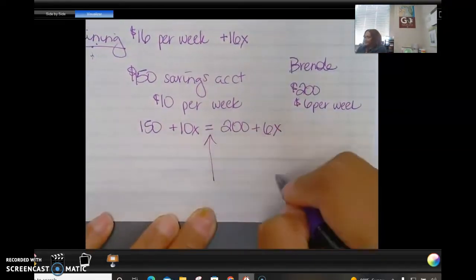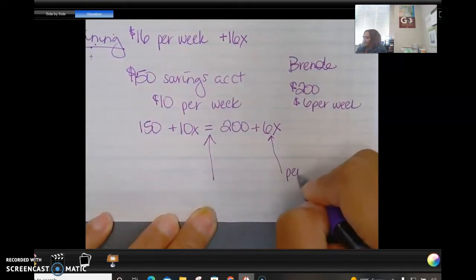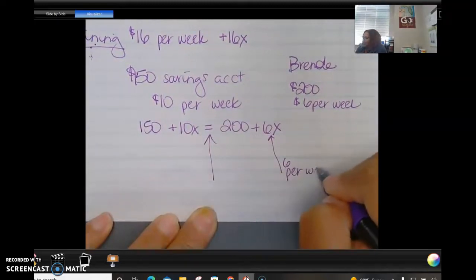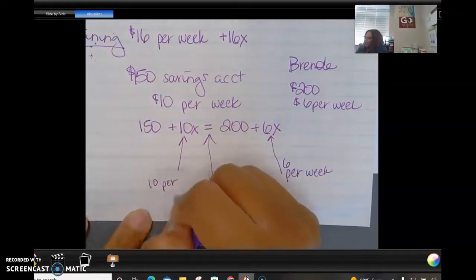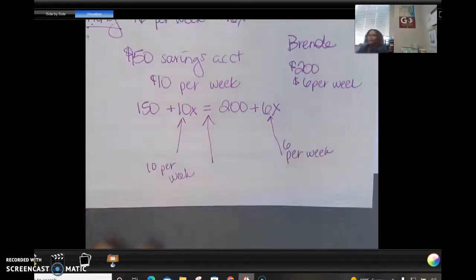This means same, this means per. 6 per week. This means 10 per week. So wherever you see per, automatically think, oh, that's where I need to write a variable.